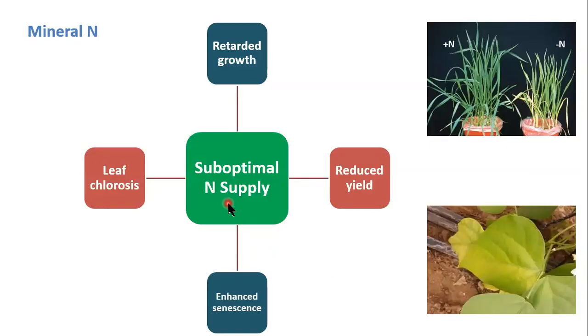If you have a suboptimal or deficient nitrogen supply, of course, there will be less growth and yield will be less. Senescence will be earlier because the plant will try to complete its life cycle as early as possible, and there will also be some mobility of the nutrients from the lower to the upper part. And then leaf chlorosis, you will see a yellowish color of the leaves, which can lead to necrosis and the complete death of the plant if we have a severe deficiency of nitrogen.